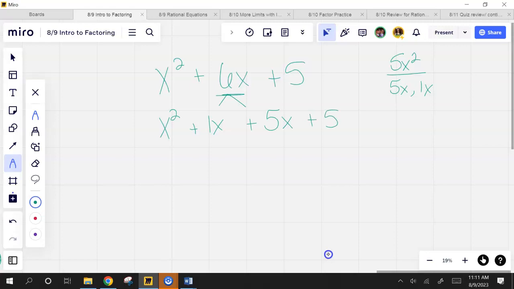Where'd I lose you? Okay, first, sorry. Stop me if I do that. I get excited. Multiply first and last together, and then I do the puzzle. What multiplies to 5x squared, but adds to 6x? And that's what I'm using to split up 6x. Say that again.